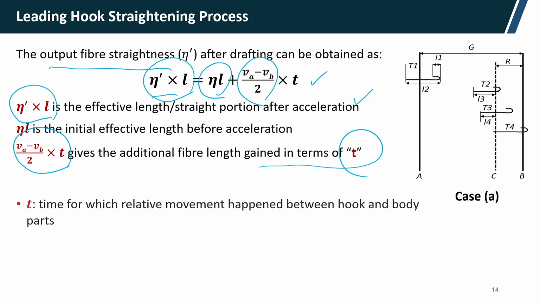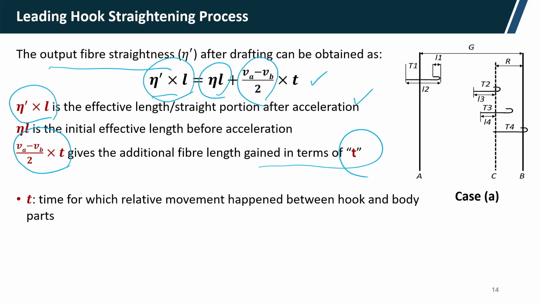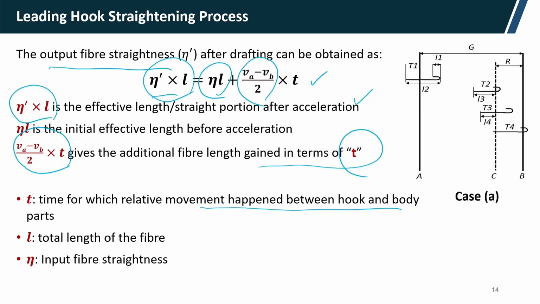T is the time for which relative movement happens between hook and body. L is the total length of the fiber, eta is the input fiber straightness, and V A and V B are the front and back roller speeds.